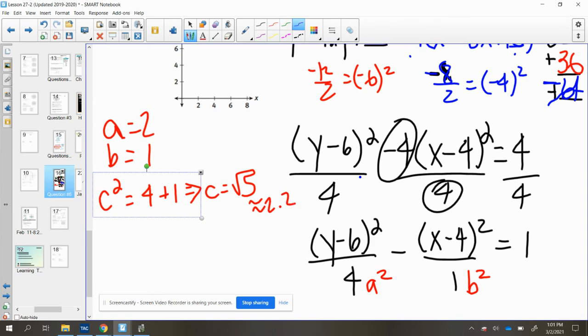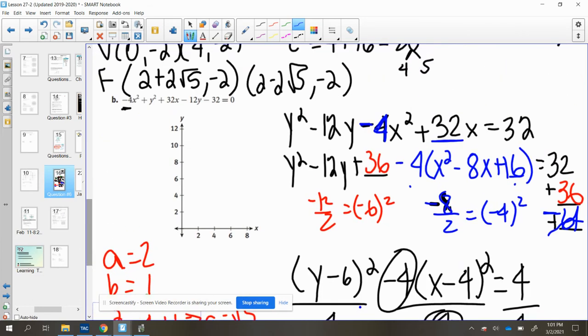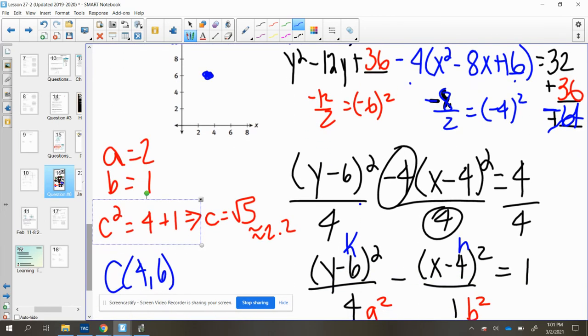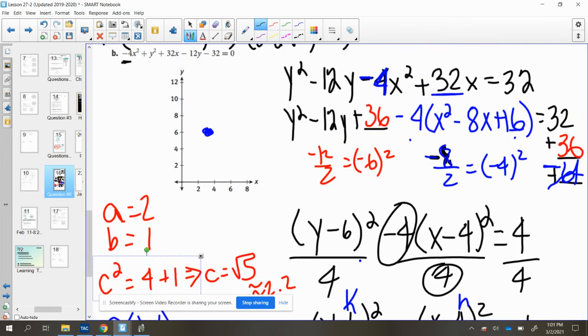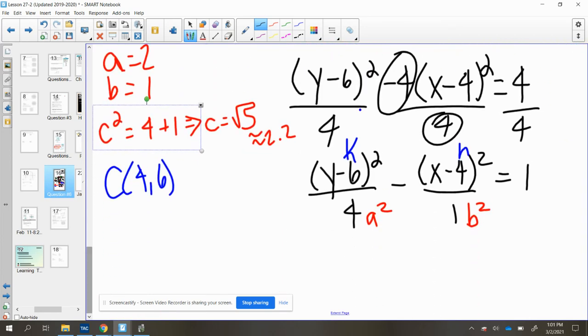Center, be careful. Remember, the h still goes with x, the k still goes with y. So our center is at 4, 6. So that's going to be right here, 4, 6. And this time, since the y is coming first, we are going to be opening up and down here. So our a parameter up and down would put our two vertices at 4, 8 and 4, 4.